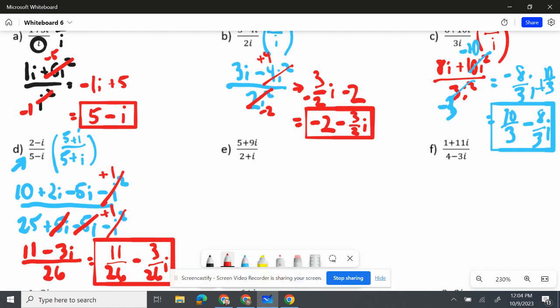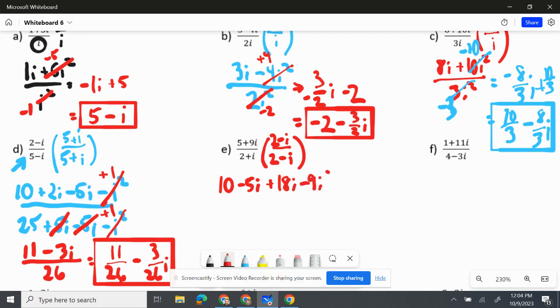Letter E, we're going to do the same thing. We're going to multiply it by its conjugate, 2 minus i, and then what we have is 2 minus i. We're going to FOIL it. 5 times 2 is 10. 5 times i is -5i. Then we have plus 18i.